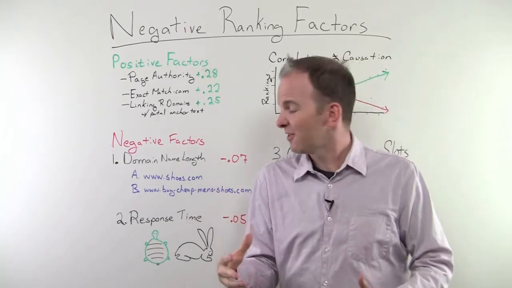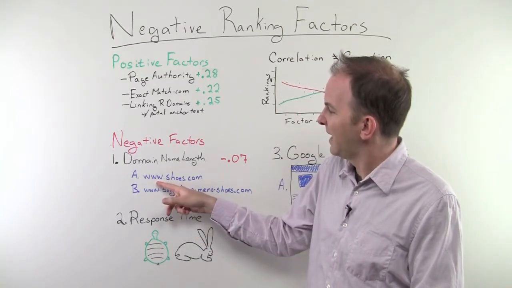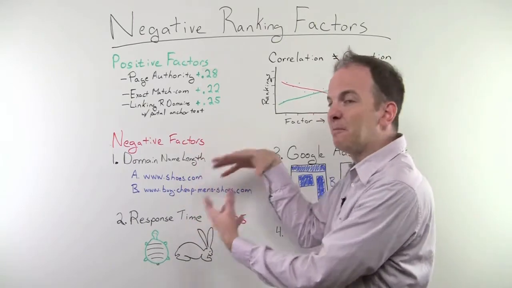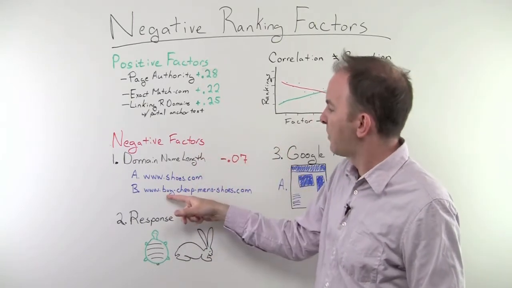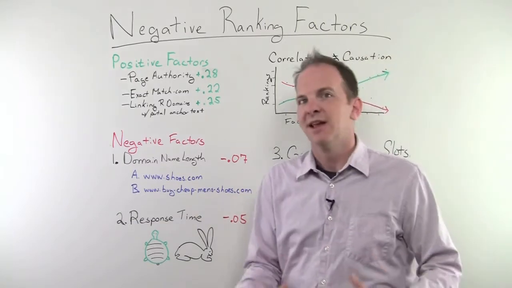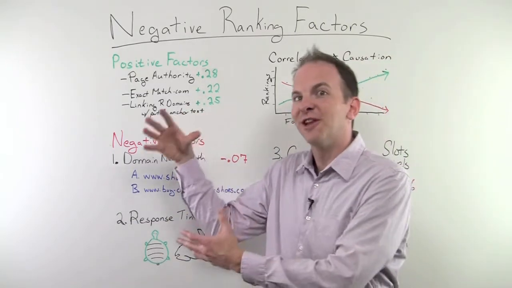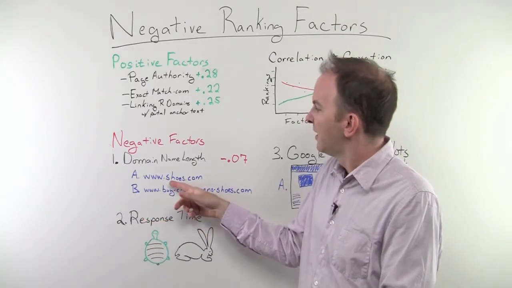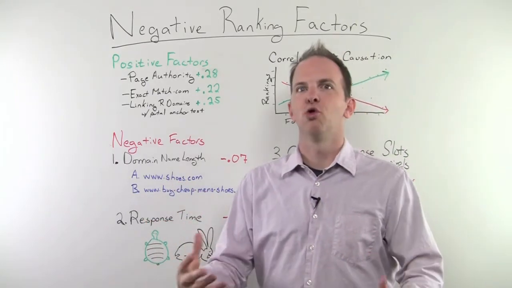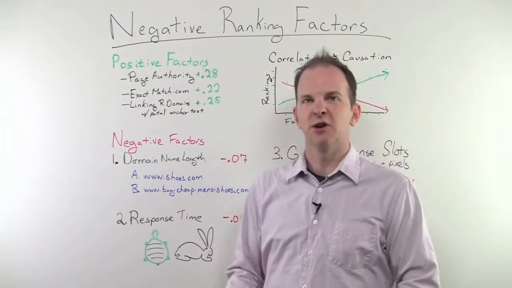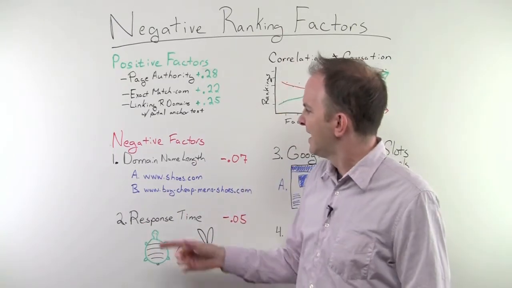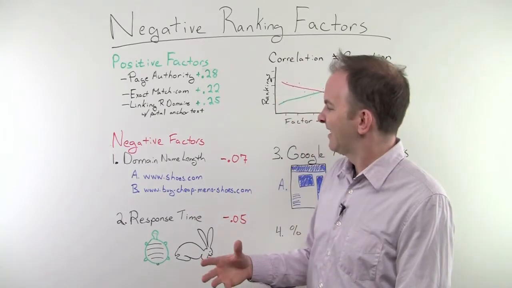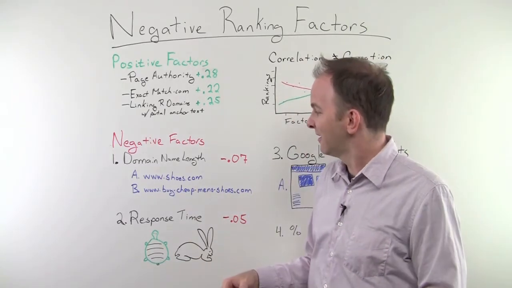This is kind of an obvious one. So if you had a domain shoes.com, this tends to rank better in search results than something like buycheapmenshoes.com. Now again, correlation doesn't equal causation. We can think of a lot of reasons for this, right? For example, shoes.com is probably a much older domain name. It's probably been around for 10 years, has a lot of backlinks going to it. Buycheapmenshoes.com looks a little spammy. It's probably not something that's going to earn a lot of links.